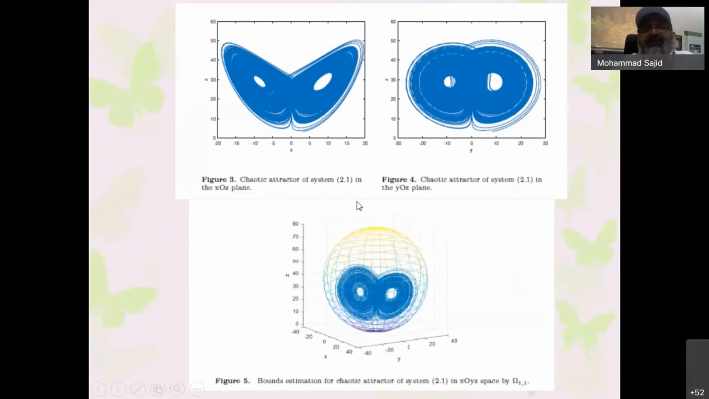In the first, chaotic behavior in the system, they have seen this in the xz plane in 2 dimensions, and the second is the yz plane. The third is the bound estimate for the attractor in x, y, z in 3 dimensions. They plotted these, and these pictures are also Lorenz-like pictures. Also, we have complex trajectories like this. All trajectories are similar to the Lorenz attractor, so due to this we name it a Lorenz-like system, and we say chaos in a dynamical system.